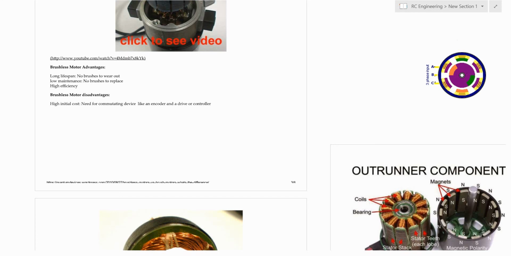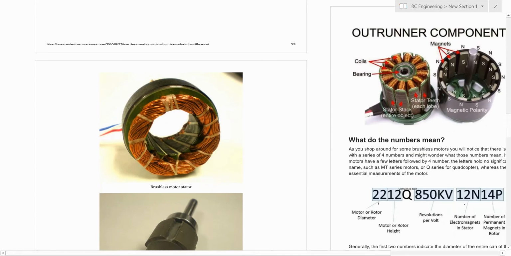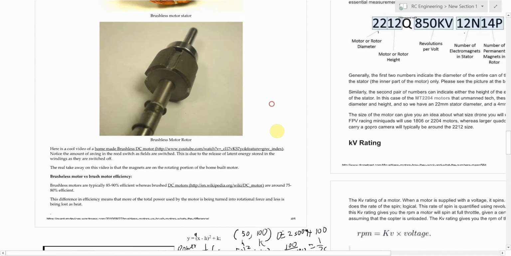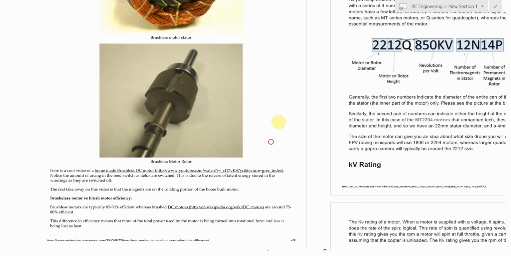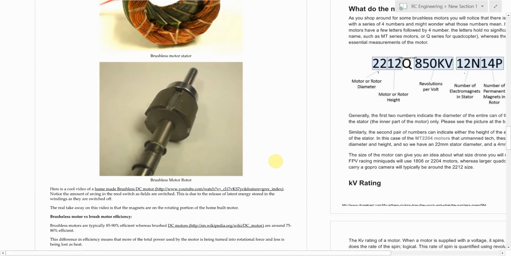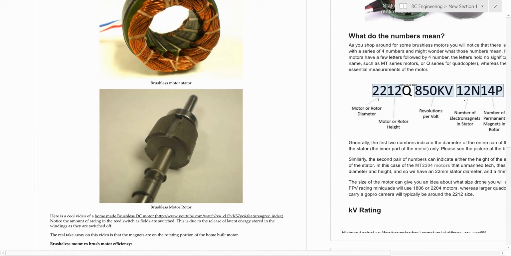If you could replace the brushes, then you'll get way better lifespan, but you'll have to replace the brushes all the time. Brushless motor advantages: long lifespan, no brushes to wear out; low maintenance, no brushes to replace; high efficiency. Disadvantages: high initial cost; need for a communicating device like an encoder and a driver controller. That basically means that you have to have a sensor inside that tells the ESC where the location of the rotor is, so that it knows which pole to switch on later.